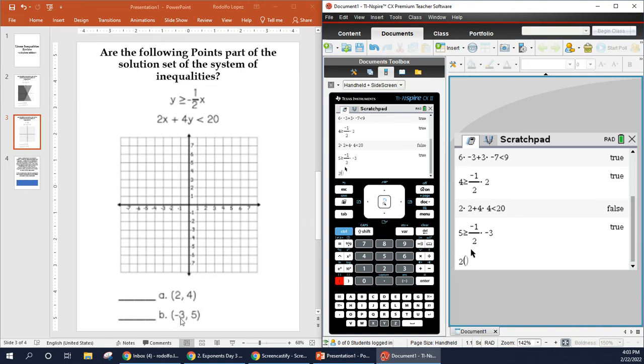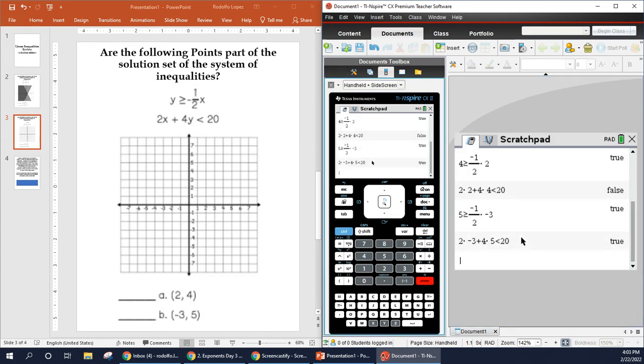So 2 times x, which is negative 3, plus 4 times y, which is 5, is less than 20. That one's true. So point B is true for both inequalities. So B is part of our system, and A was not, because it only satisfied one part of the inequalities.